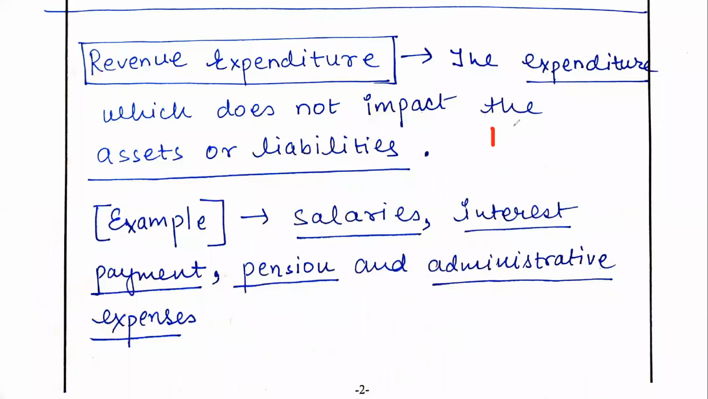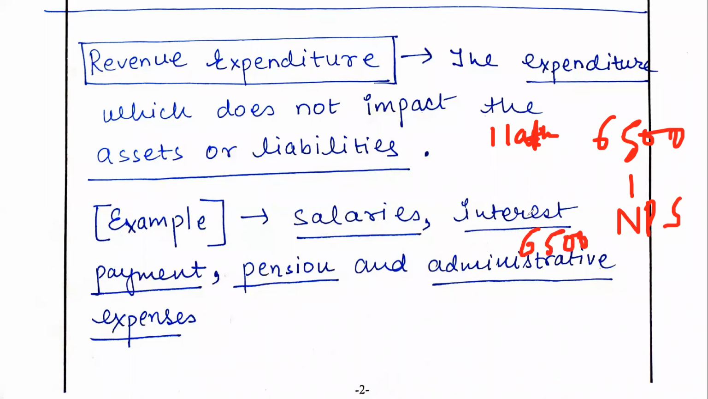So the government used to pay whatever you were investing. Suppose your income was 1 lakh rupees, and you are investing 6500 per month into the new pension scheme, the government used to match that for government employees.